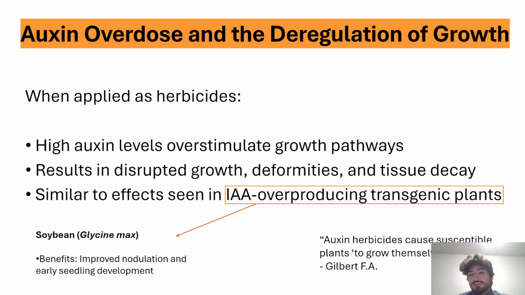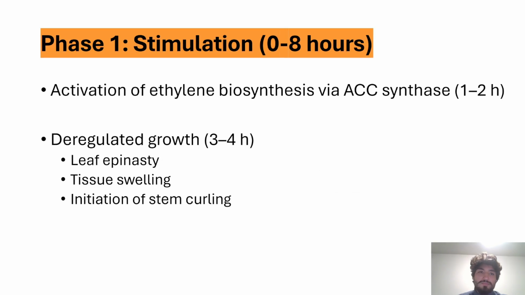And this is a good phrase from Gilbert F.A., saying that auxin herbicides cause susceptible plants to grow themselves to death. So in this whole process, we have three phases. Phase one is the stimulation, which occurs within 8 hours.